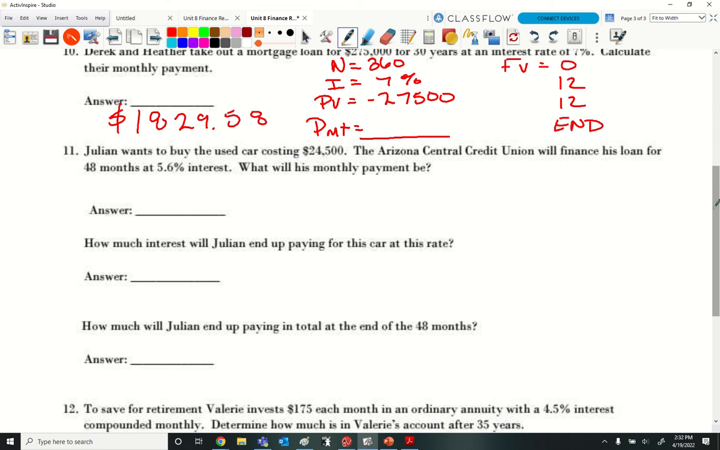So, are we using the same finance solver? Yes, we are. Okay, so let's go through and start filling out. Since we're doing the same finance solver, that means that we're going to fill out the same values.